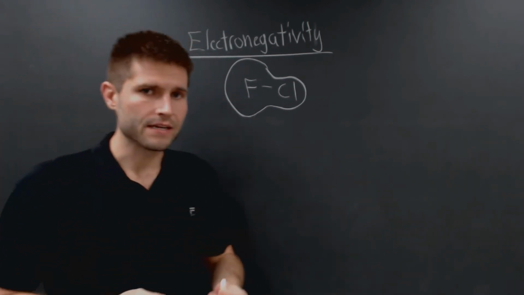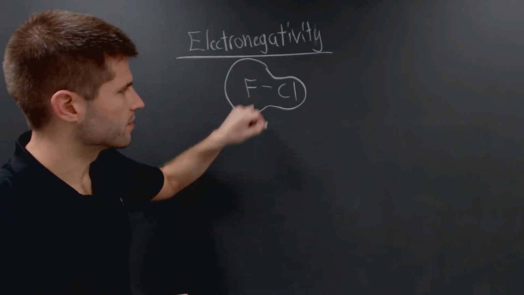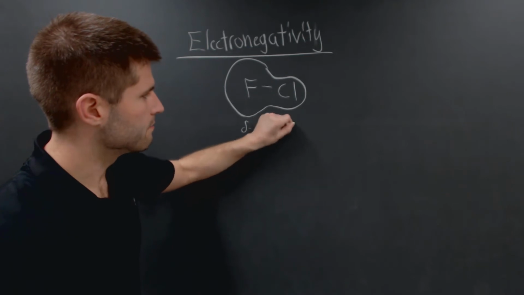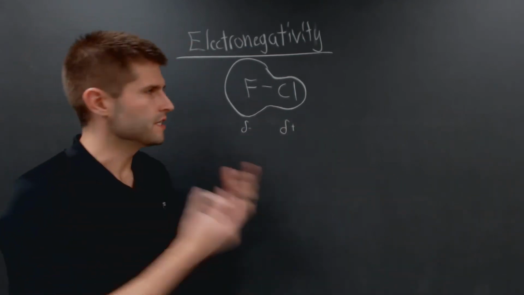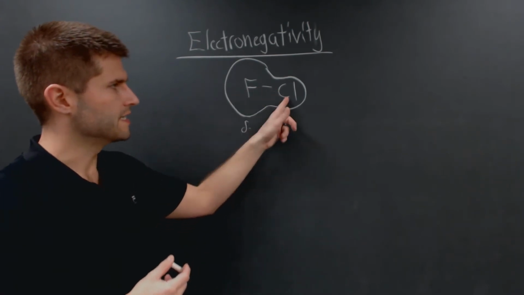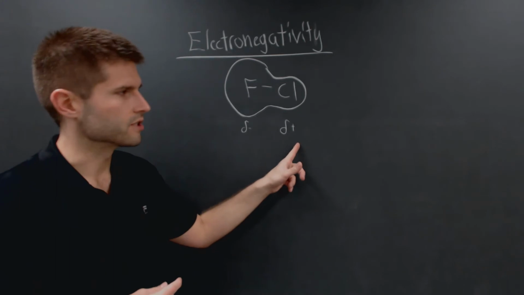So what ends up happening is we have a partially negative charge on the fluorine and a partially positive charge on the chlorine. If this was an even distribution, even sharing, they would be sharing equally with each other, and there would be none of these partial charges.